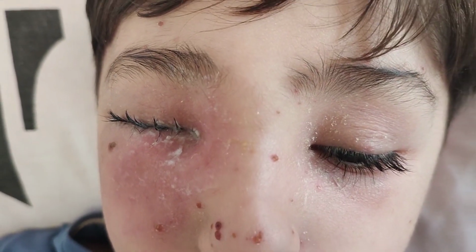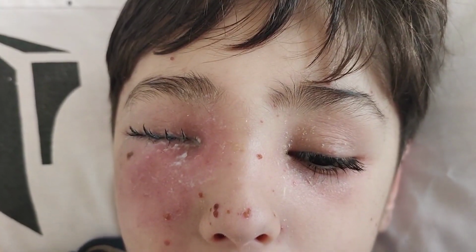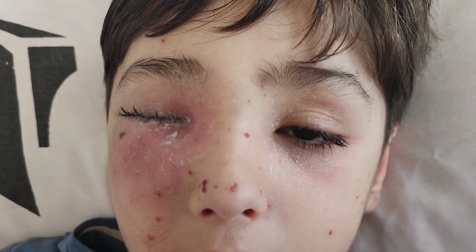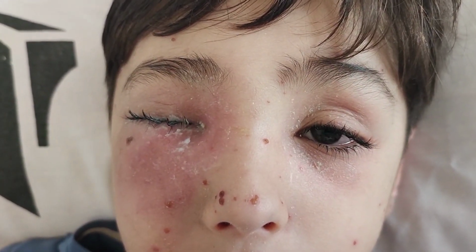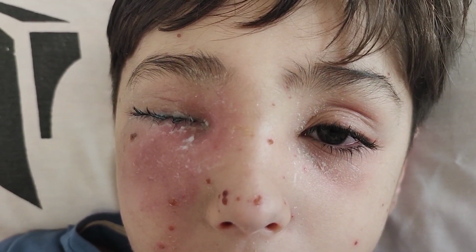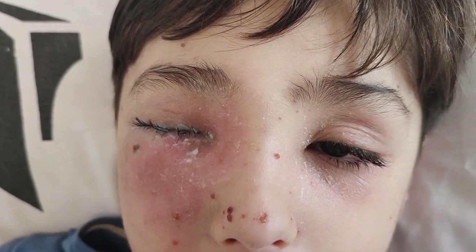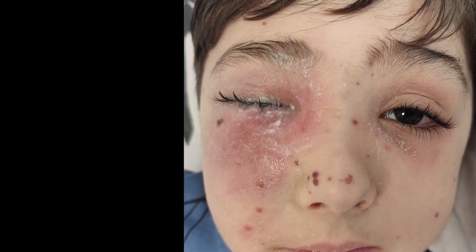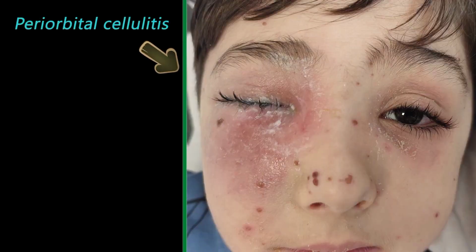Periorbital cellulitis, or periseptal cellulitis, is an inflammation and infection of the skin and soft tissue around the eye, but it doesn't affect the eye itself or the globe. It happens mostly in children younger than 5. It is important to differentiate it from orbital cellulitis because they have entirely different implications and management.